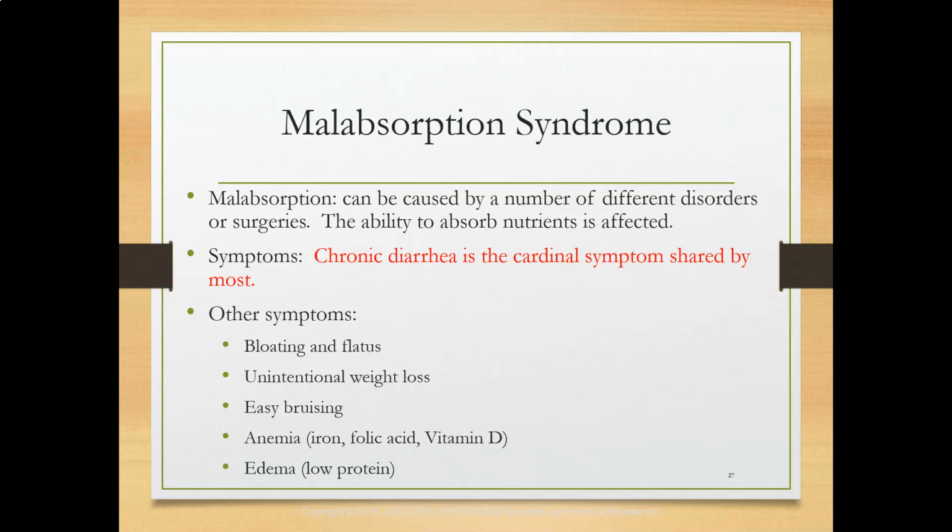Malabsorption syndrome. Malabsorption can be caused by a number of different disorders or surgeries. The ability to absorb nutrients is affected. Symptoms include chronic diarrhea being the cardinal symptom and is shared by most. Other symptoms can be bloating and flatulence, unintended weight loss, easy bruising. They can have anemia, whether it's iron, folic acid, or vitamin D. They can have edema due to their low protein intake, letting those little cell walls break down.